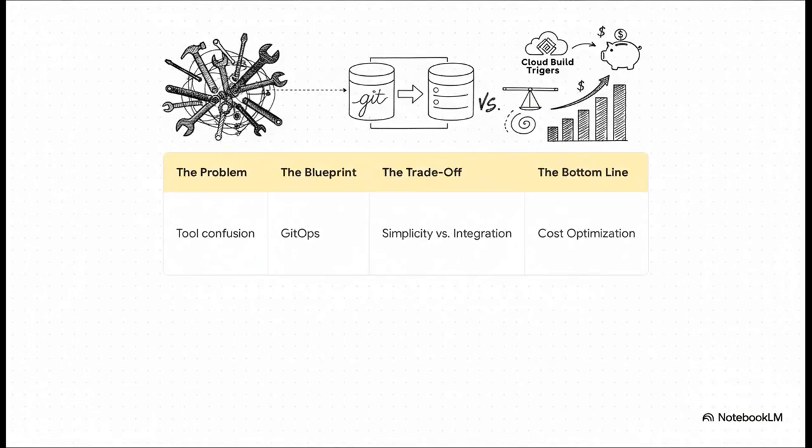So let's just recap the journey we went on. We started with a very common problem, this being confused by all the different tools. We found our solution with a solid blueprint, the GitOps model with a two-repository system. We looked at the key trade-off between the simplicity of something like GitHub Actions and the deep integration of Cloud Build triggers. And finally, we tackled the bottom line, how to optimize costs to make this whole thing practical.